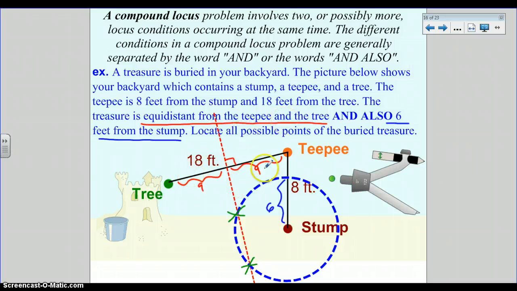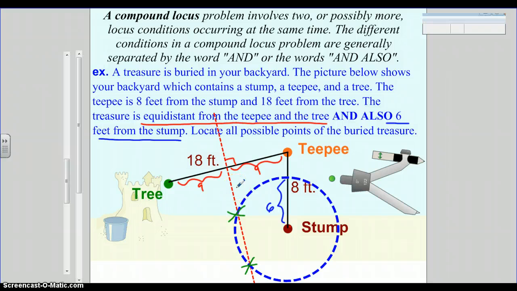So equidistant between 2 points is going to be that perpendicular bisector. And also 6 feet from the stump. 6 feet, a fixed distance from 1 point, is a circle. Locate all possible points of the buried treasure. So what you do first is the perpendicular bisector of the points from the tree to the teepee.